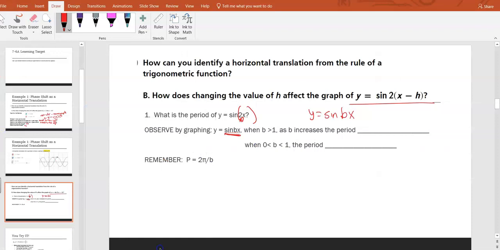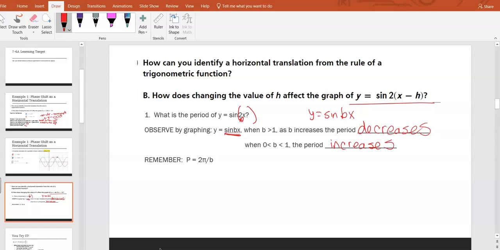Let's write some of our observations down here. So as b is greater than 1, b increases the period. Oh, no, I wrote that. It's like, what did I just say? No, as b increases the period, it decreases, right? We saw that. The period got smaller because I got more cycles in the same amount of time, if 2 pi is the time factor, the x-axis. So between 0 and 1, the period would increase, right?